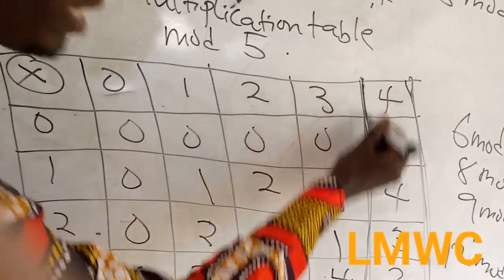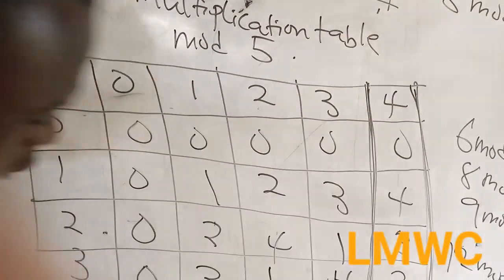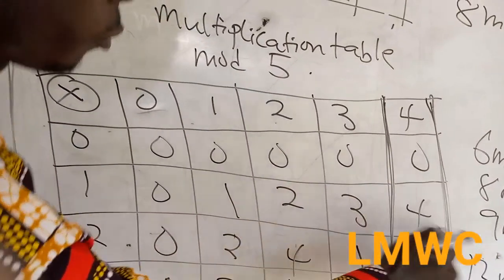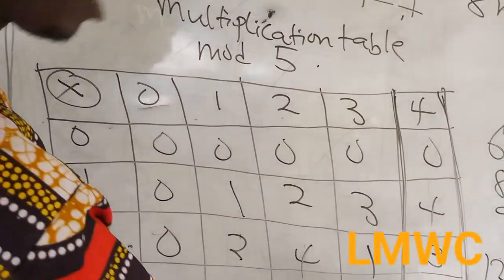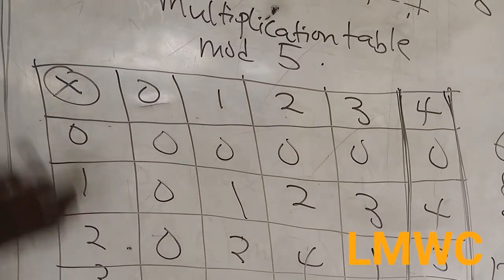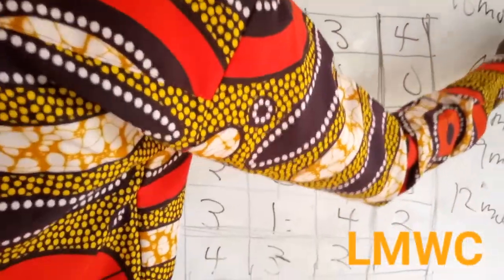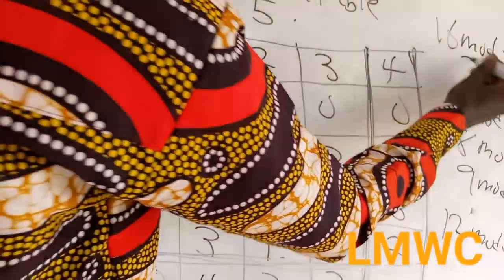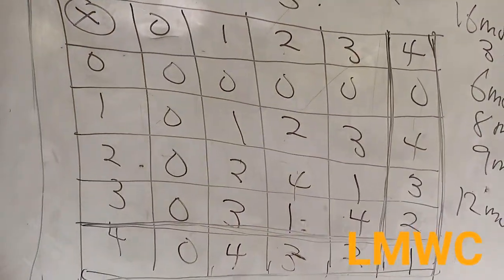So as I said, this vertical column is the same as the horizontal column. We have 4, 0, 4, 3, 2. So you work out your last column. So 4 times 4 is what? 16. Mod 5. 5 goes into 16, 3 remainder 1. 1.